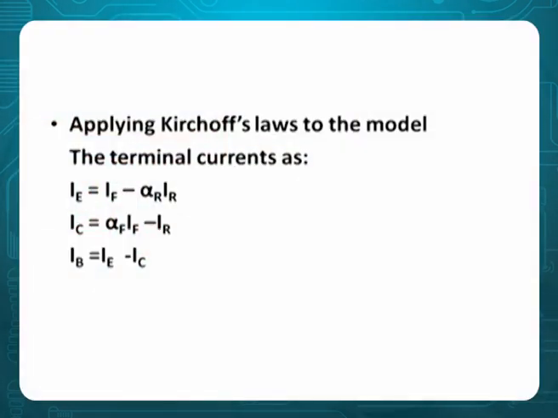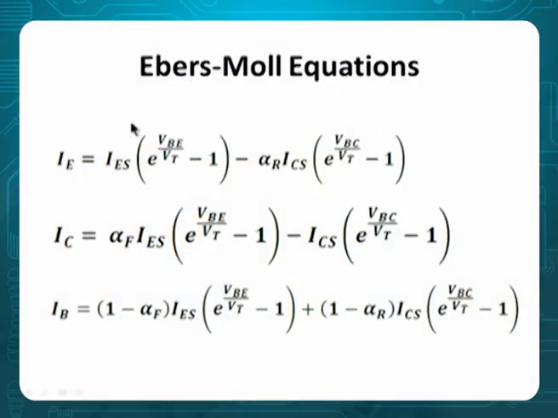If you apply Kirchhoff's laws, you will say IE is equal to IF minus alpha R into IR, IC is equal to alpha F into IF minus IR, and IB is equal to emitter current minus collector current. I am going to substitute these values. Look here. Substitute what is IF. Similarly, substitute what is IR. So what we have defined as IF and IR here, if you substitute, you will get these two equations. If you subtract one from the other, you will get the base current. So these are the current equations that we have.